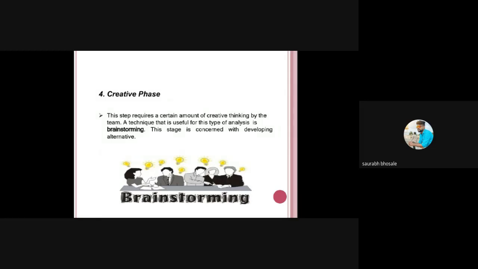So in the creative step, find the ideas or different alternatives, conduct those alternatives, and generate some different ideas by rearranging or combining the alternatives. So that is nothing but the creative phase. Then the next one is the evaluation phase.